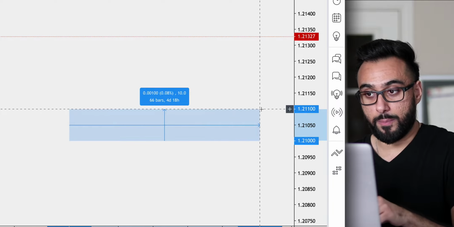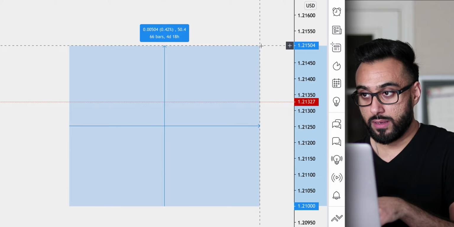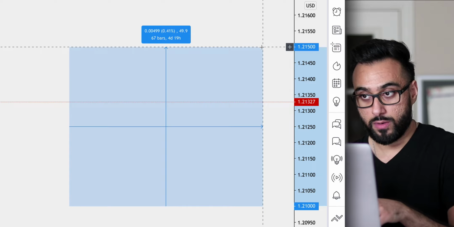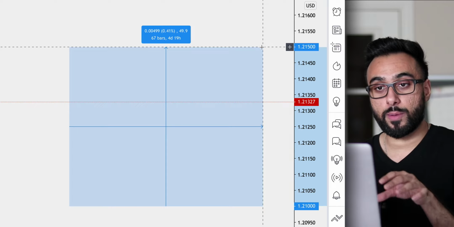And again, if this goes up by 50 pips, the price would be 1.2150, just 50 pips up. That's how you would calculate how far up or down the price has moved.